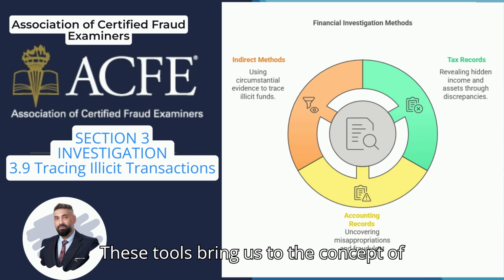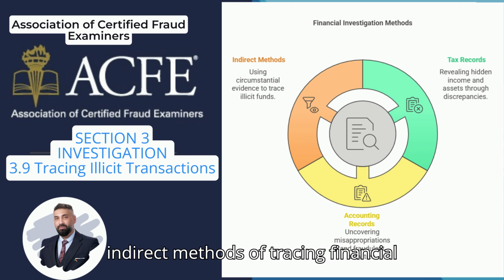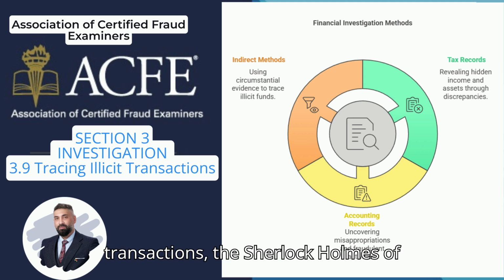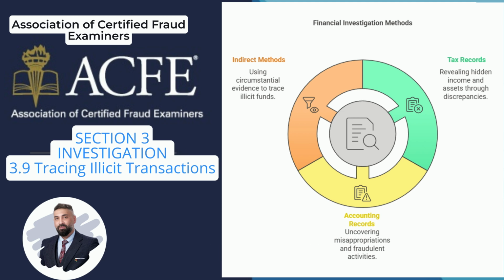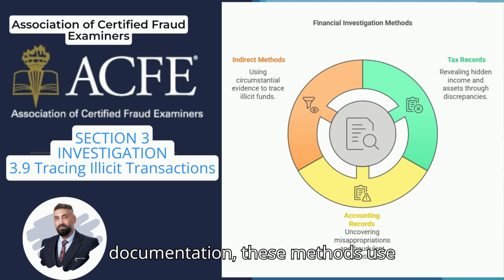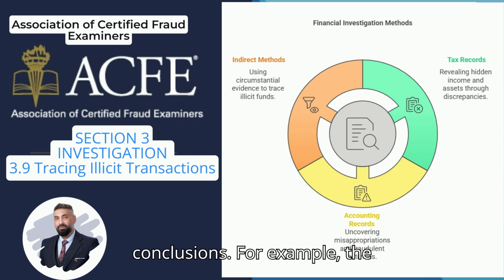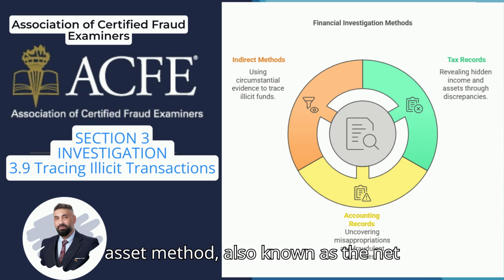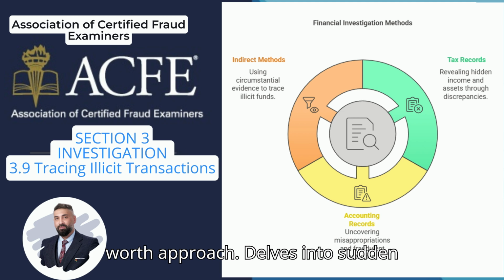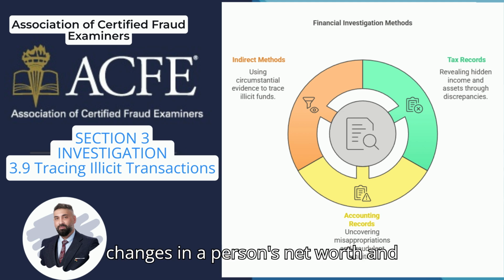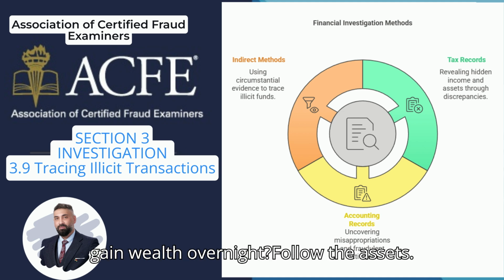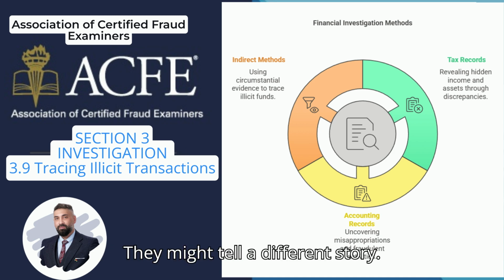These tools bring us to the concept of indirect methods of tracing financial transactions, the Sherlock Holmes of financial investigations. Instead of relying on explicit documentation, these methods use circumstantial evidence to draw conclusions. For example, the asset method, also known as the net worth approach, delves into sudden changes in a person's net worth and matches them against their known sources of income. Did someone miraculously gain wealth overnight? Follow the assets. They might tell a different story.